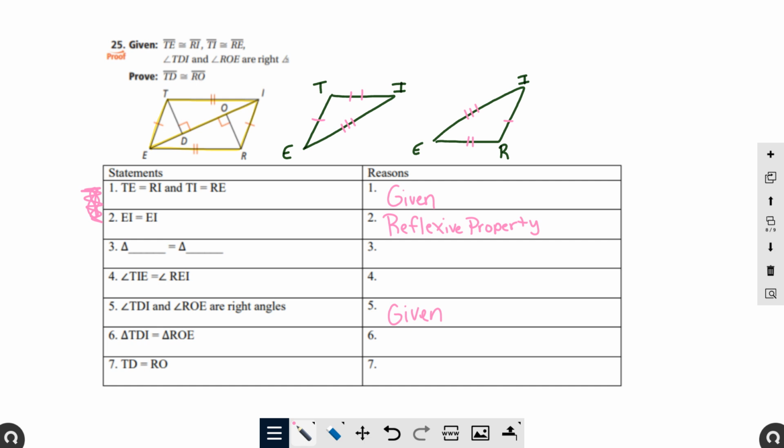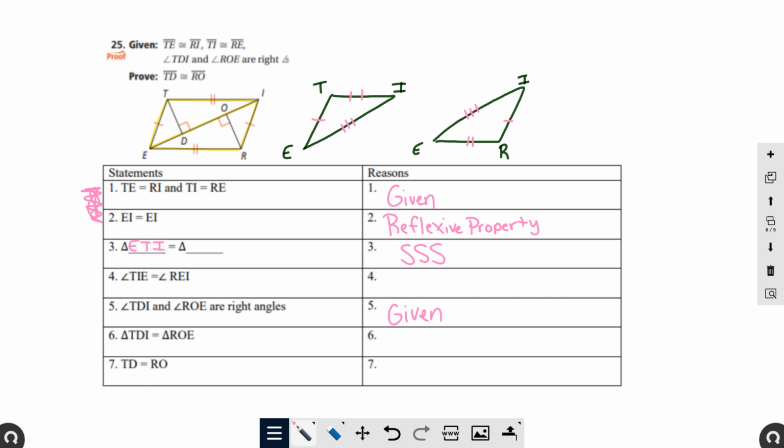Marking the first two statements in those two triangles. We can clearly see the two triangles are equal by side, side, side. But now we need to name the triangles. This is why writing the triangles separately is a little bit easier to name them. So let's say that I name the first one ETI.